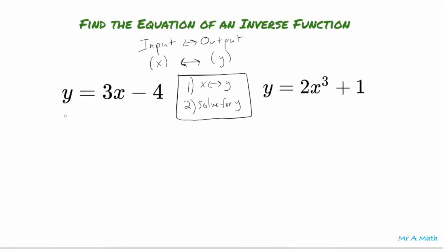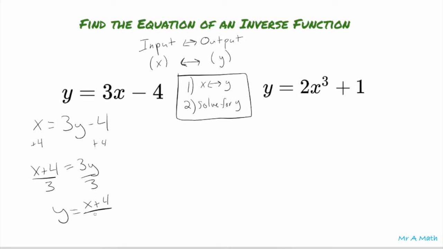So let's look at this first example. We have y equals 3x minus 4. Let's switch the x and the y first. So I have x equals 3y minus 4. And so now when I solve for y, just add 4 to both sides. And I get x plus 4 equals 3y, which ultimately results in dividing by 3 on both sides to get y equals (x plus 4) divided by 3 as my answer.